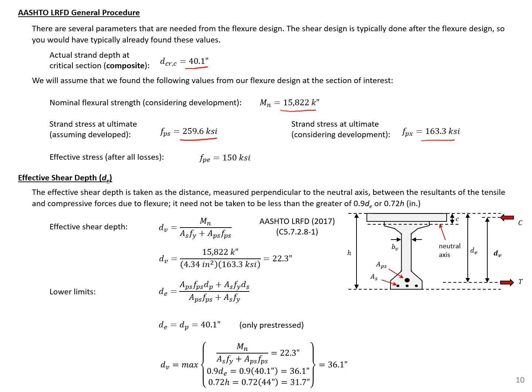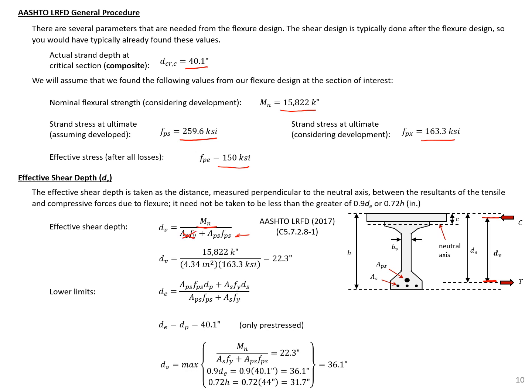And our effective stress, assuming that we can get transfer after all losses, is 150 KSI. So we can use our D then, and we can find our effective shear depth. So in AASHTO, our effective shear depth is the distance between our compression force and our tension force. The commentary defines this effective shear depth as just our nominal moment, Mn, divided by AsFy plus ApsFps, where the bottom term here is our tension reinforcement. So for us, we only have an ApsFps, so we don't have that other term.